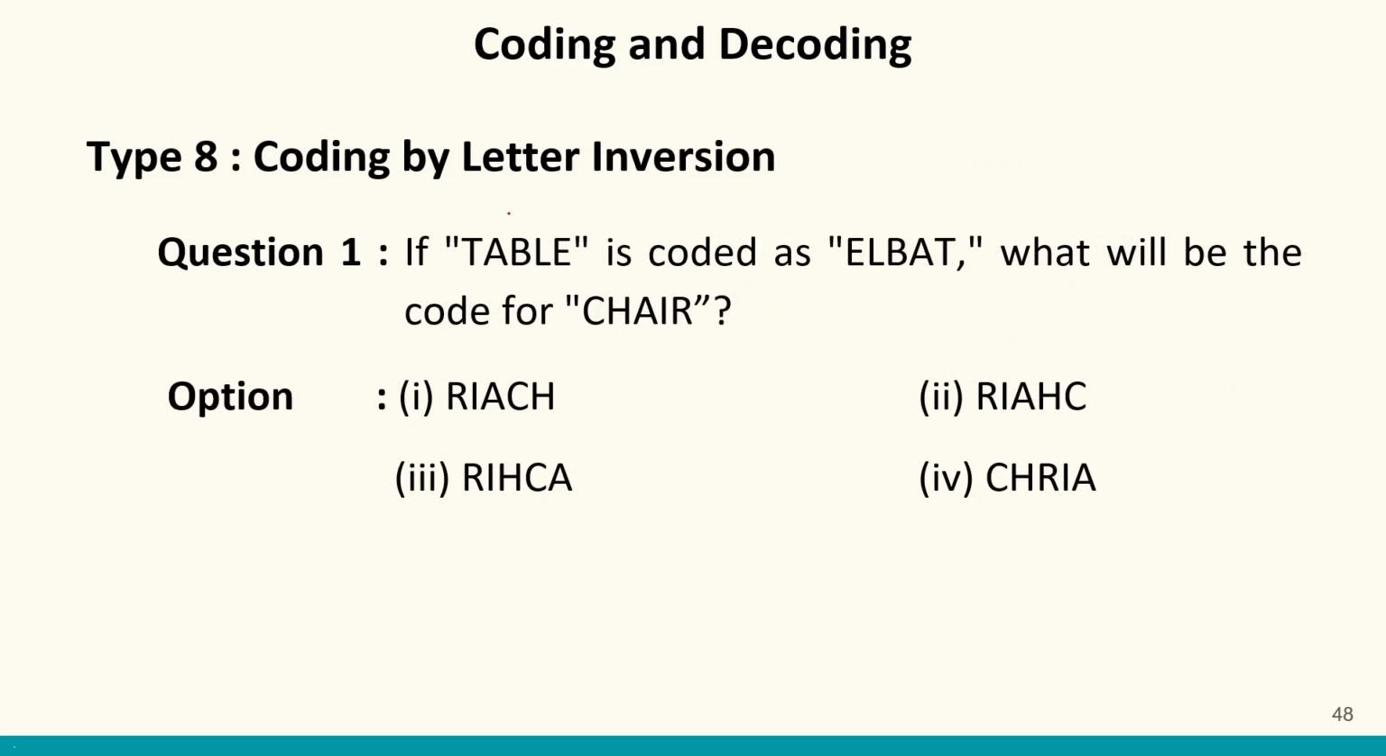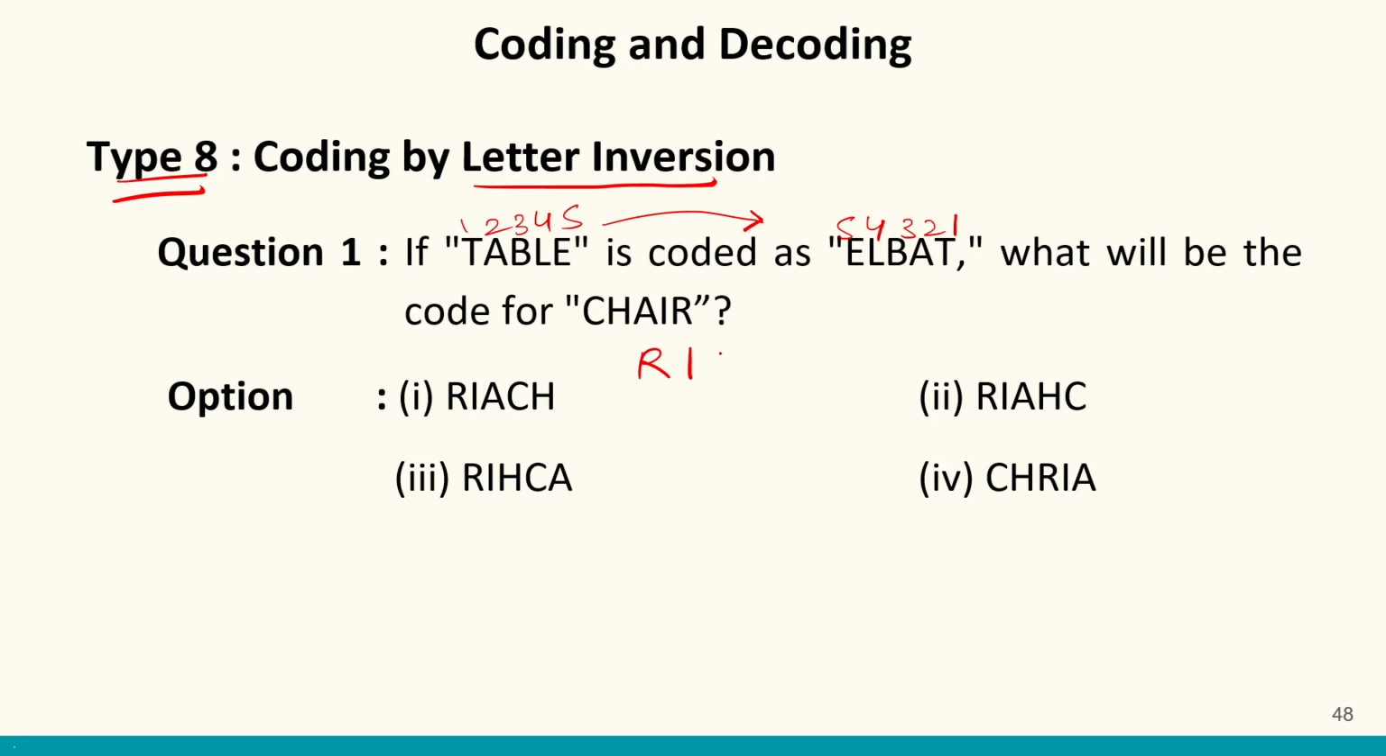Now let us understand coding by letter inversion, which is the last type of coding and decoding. In letter inversion, we simply reverse the order of the alphabets. For example, if I give them numbers, then over here, this is the code. We can clearly see that the order is reversed. It is a very simple coding. So basically, we are just reversing the order, hence the name coding by letter inversion.